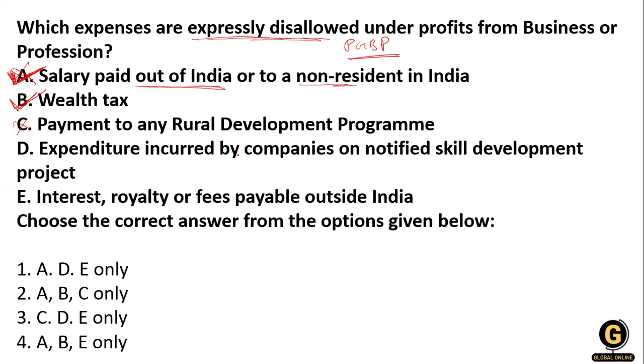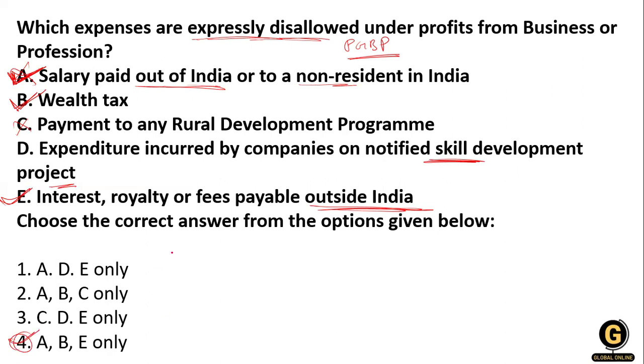Then expenditure incurred by the company on a notified skill development project. This expense is also not disallowed. And interest and royalty fees payable outside India, yes, it is allowable. So A, B, E, yes, the fourth option number 4 is the right answer.